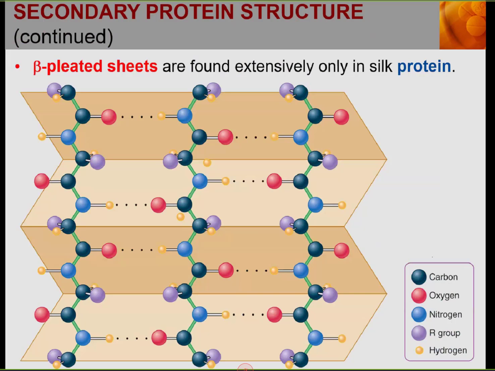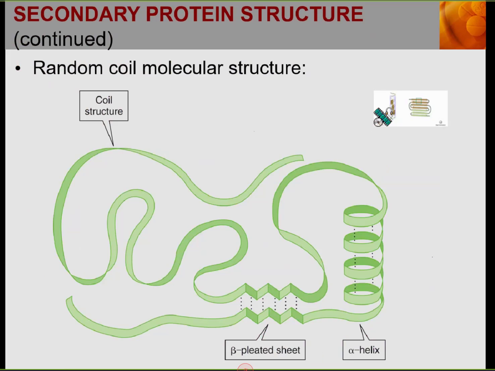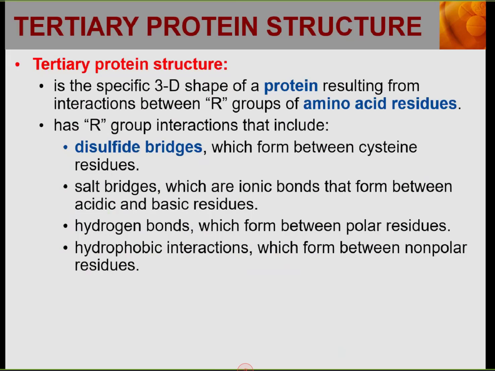Proteins also have a tertiary structure. So here you see a particular protein, and it has a coil structure. Part of it is in the form of a beta pleated sheet, and part of it is in the form of an alpha helix. So all that can exist in one protein molecule. But the tertiary structure, there's four ways a protein can exist in a tertiary structure. And it's a 3D shape of the protein. It has to do with the R groups.